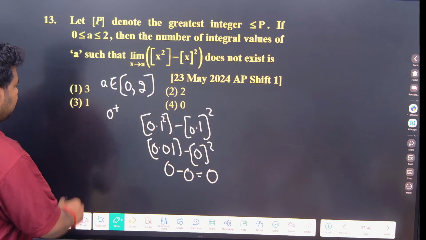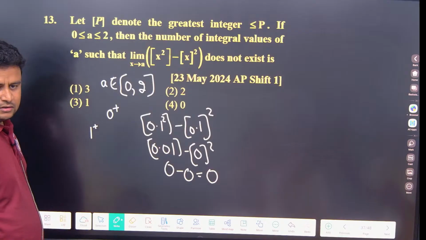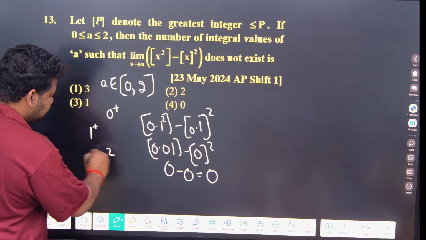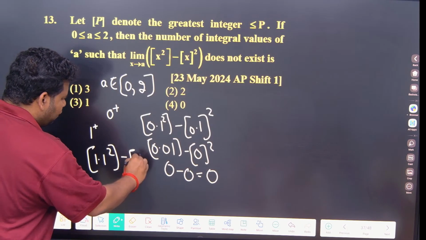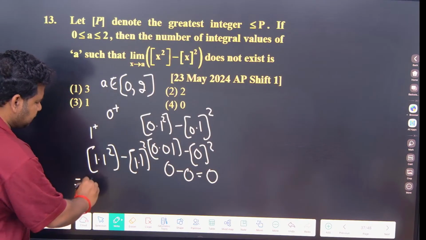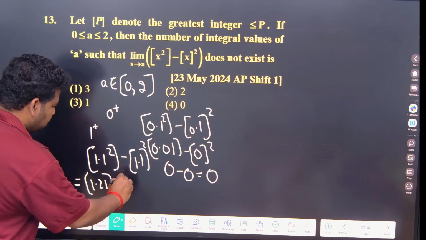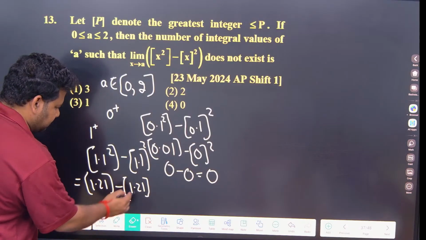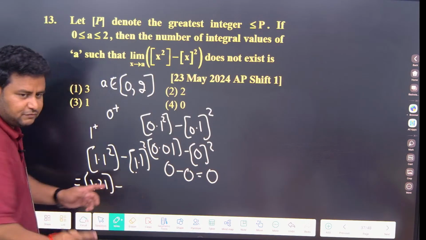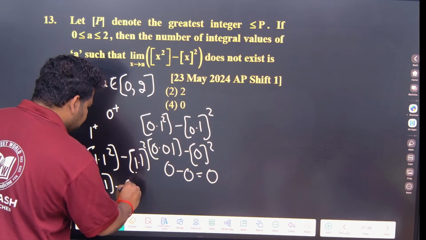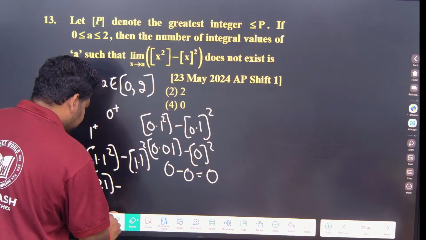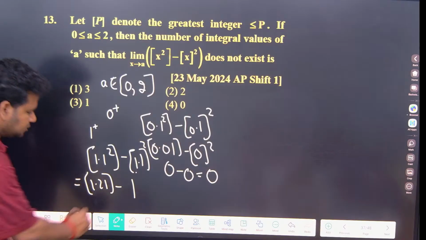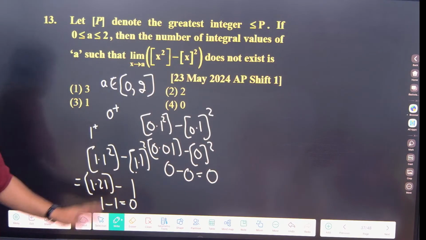Now if I take 1 plus, I can take 1.1 square minus 1.1 whole square. So 1.1 square is 1.21, and the step function of it is 1. Step function of 1.1 is 1, so 1 whole square. 1 minus 1, it is coming 0.